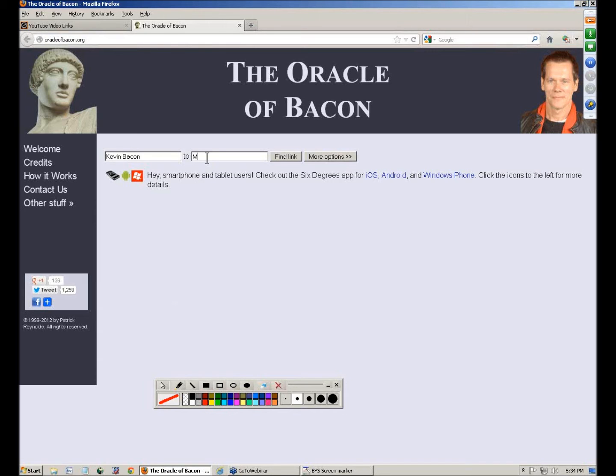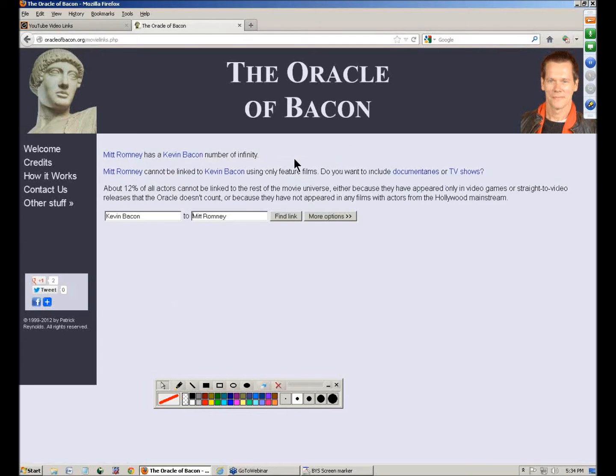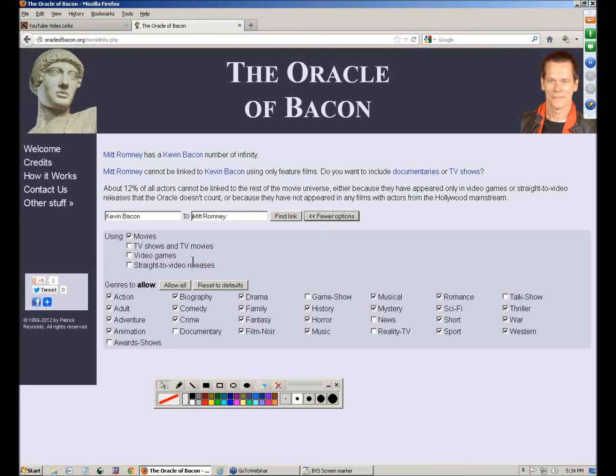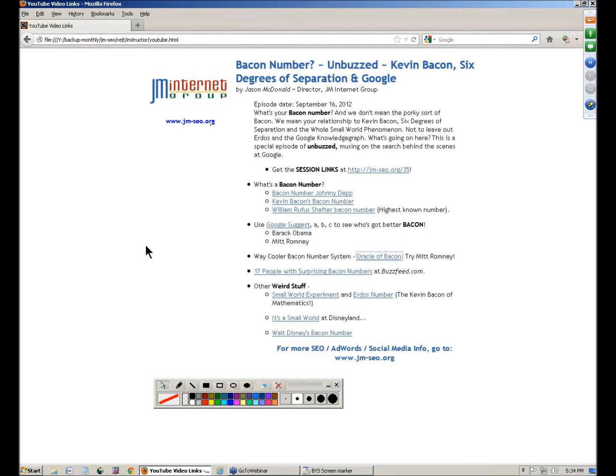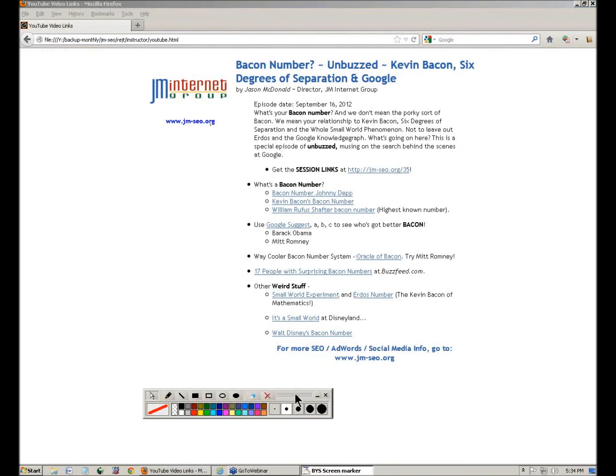Now, here's what's interesting. You can put here Mitt Romney, our poor presidential candidate, put find link, and it's going to say that he's kind of lame. He has 0. But you can go to more options. You can select everything and then hit find link, and I think he's a 3. Yeah, so it tells you Mitt Romney, of all things, is connected through Chris Rock to Kevin Bacon. So that's Oracle of Bacon. That's a little bit more advanced way of looking at this whole Kevin Bacon degree of separation phenomenon.